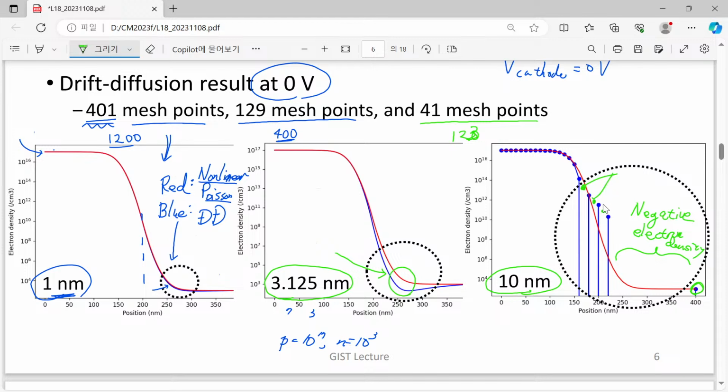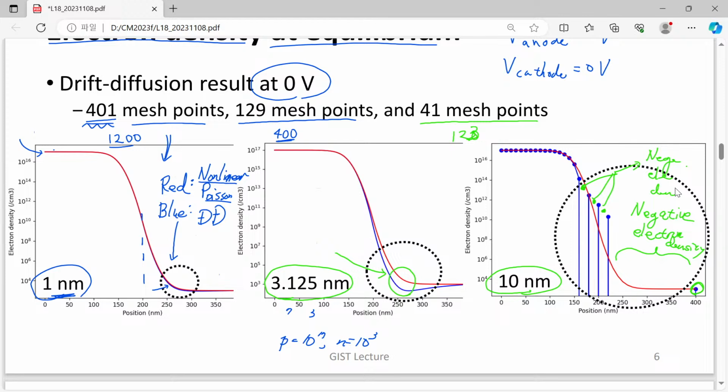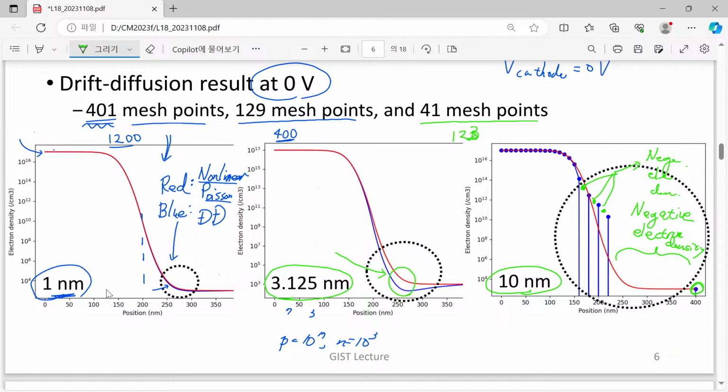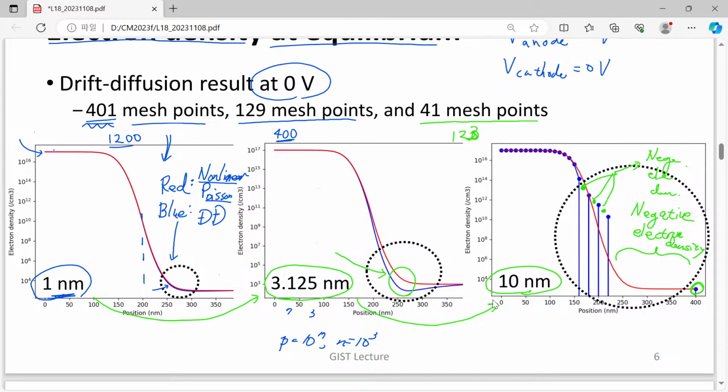For these points also you have negative electron density. So when you just let it go, and apply your drift diffusion model to coarser and coarser mesh, then eventually your physical solution will predict negative electron density.